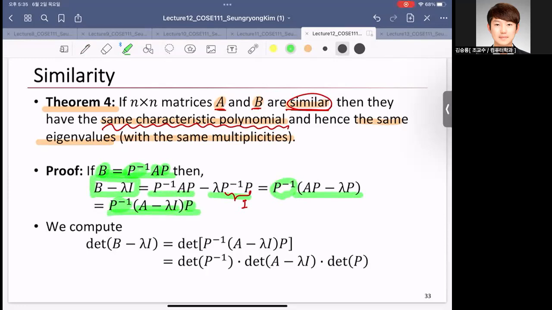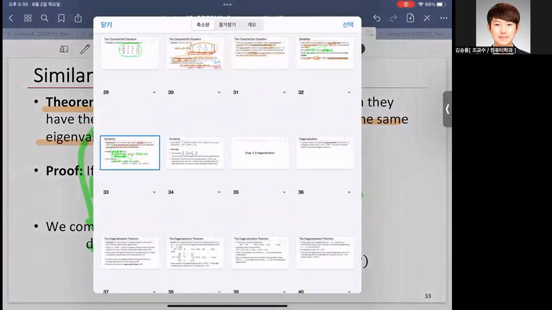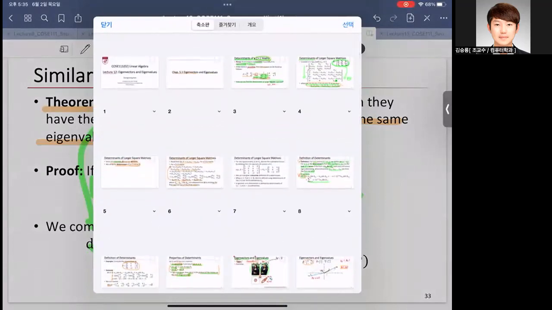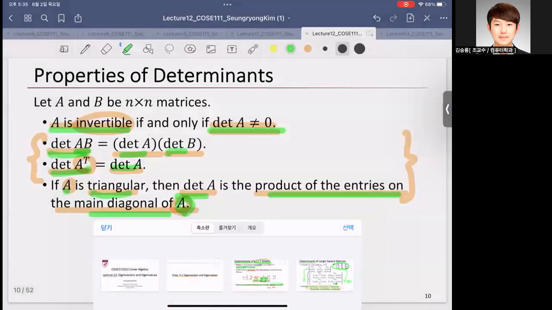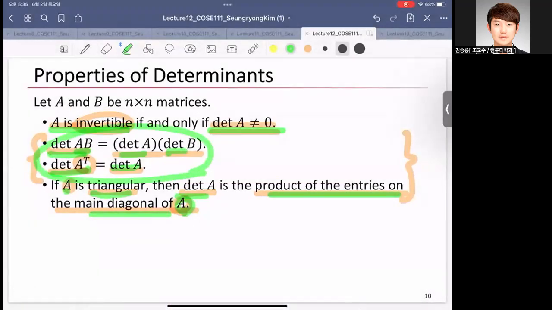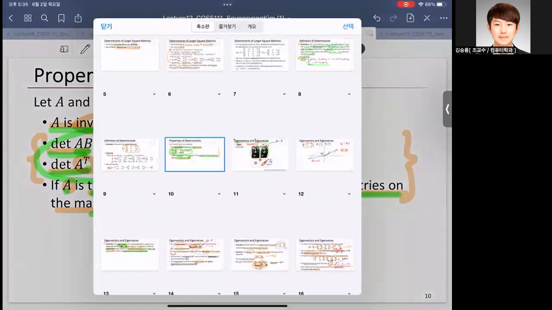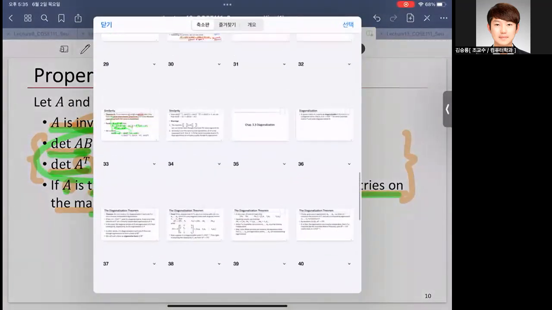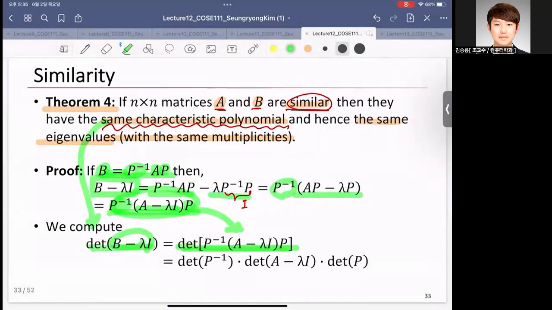Okay, so to compute the characteristic polynomial, we are going to compute the determinant of B minus lambda I, and it's going to be the determinant of this one, 그렇죠? P inverse times A minus lambda I times P. Then by the properties of the determinant, we did not discuss this one, but we will just use the property of the determinant here. 그렇죠? 우리 이거 그냥 쓴다고 했어요. 우리 증명하지 않을 거지만 이걸 쓰면 it's going to be decomposed like this. 그렇죠?